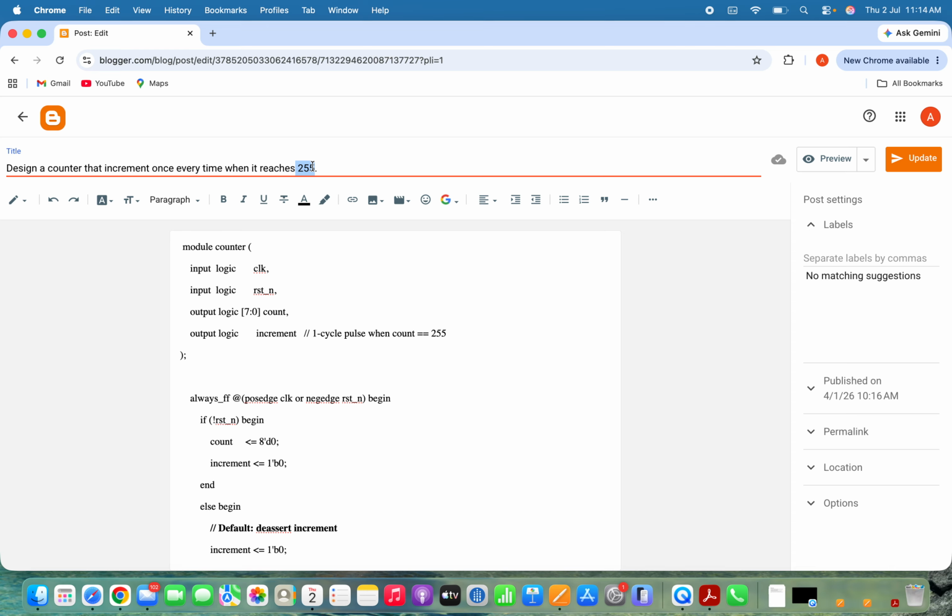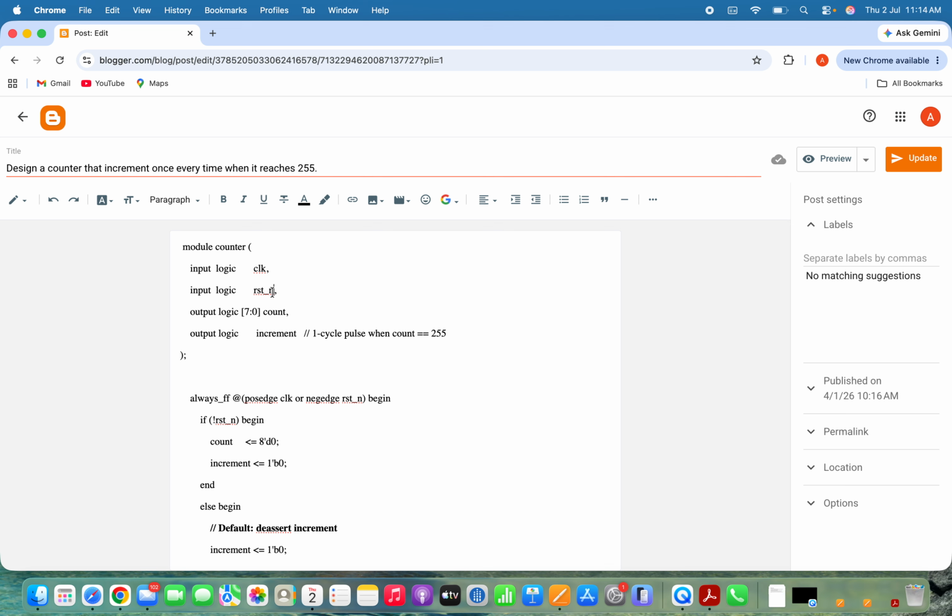First, we have two input signals, clock and reset. The clock signal drives the sequential logic, while reset is an active low asynchronous reset. Whenever reset goes low, the counter is immediately reset to 0 regardless of the clock.